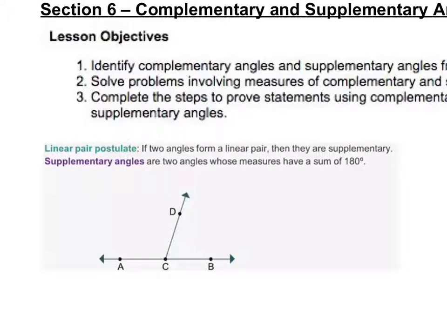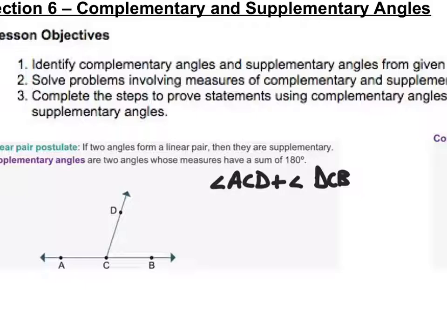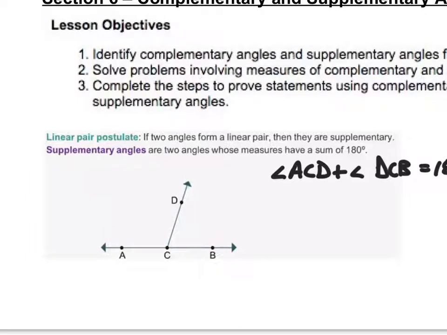And supplementary means two angles whose measures have a sum of 180 degrees. So given an example like this, I'm going to say that angle ACD plus angle DCB, if I add those two angles together, that's going to give me a total of 180 degrees. Supplementary angles add up to 180 degrees. A lot of people say that they are 180 degrees, but that's incorrect. You need to make sure that you say that they add up to 180 degrees.